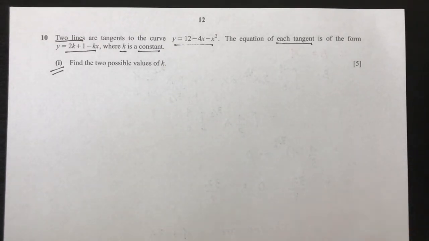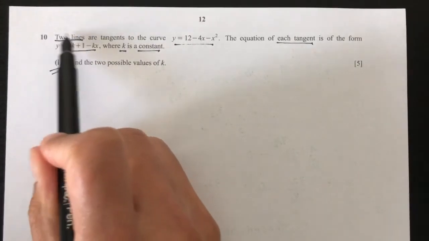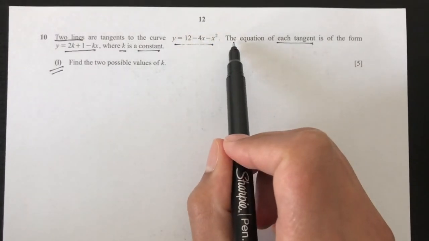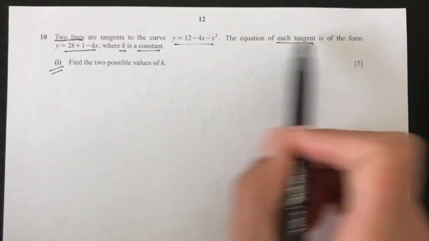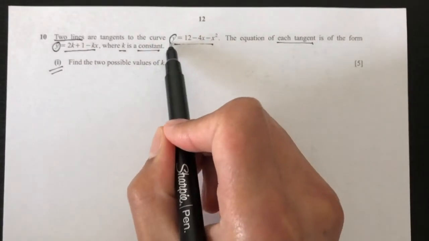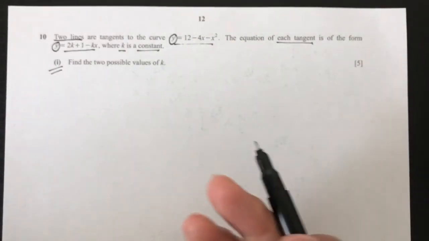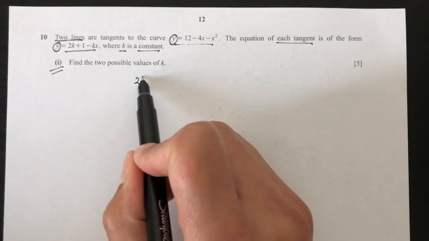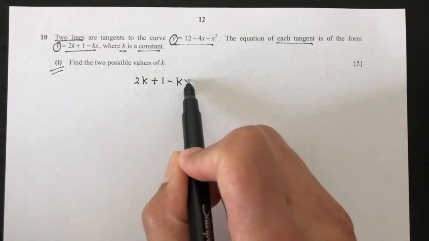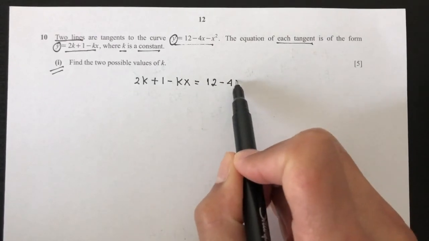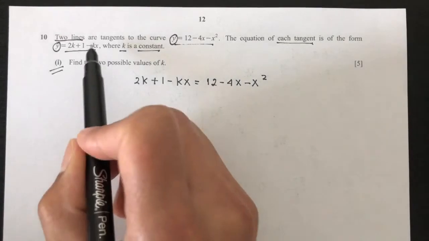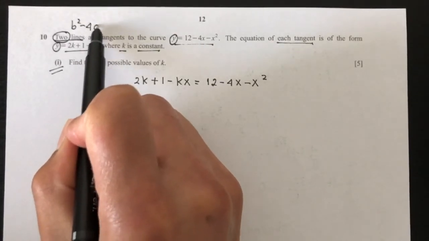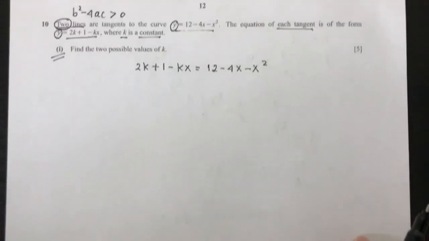So how do you find it? First, you know that we have two tangents, two lines that are tangent to this curve. We have the equation of the curve. We have the equation of each tangent in the form of this. Here we have y, and here we have y. So we have to solve simultaneously to see what the possible values of k are. So let's do that. We have 2k plus 1 minus kx on one side equal to 2 minus 4x minus x squared. Now you see it says 2, it means that they meet at 2 points, right? So basically b squared minus 4ac has to be more than 0. That's the main inequality we need to form.